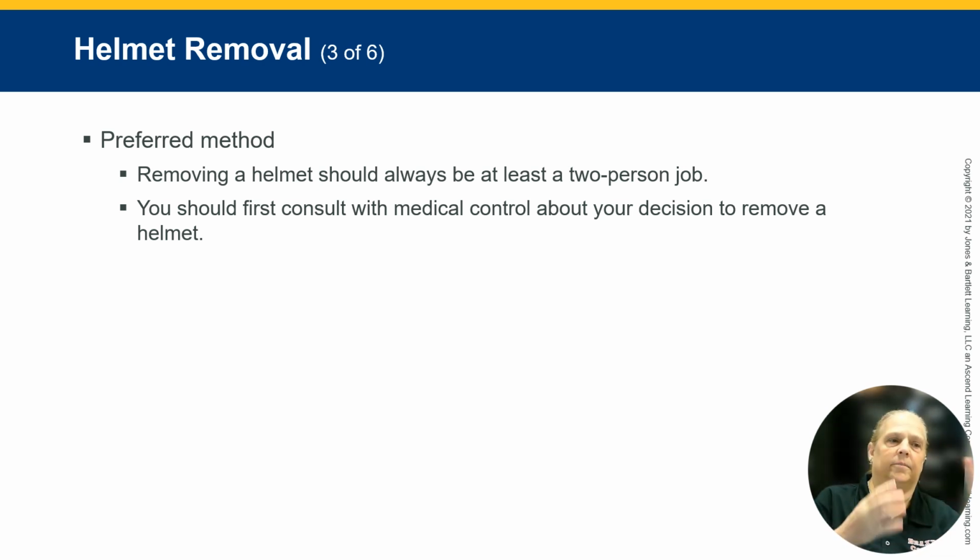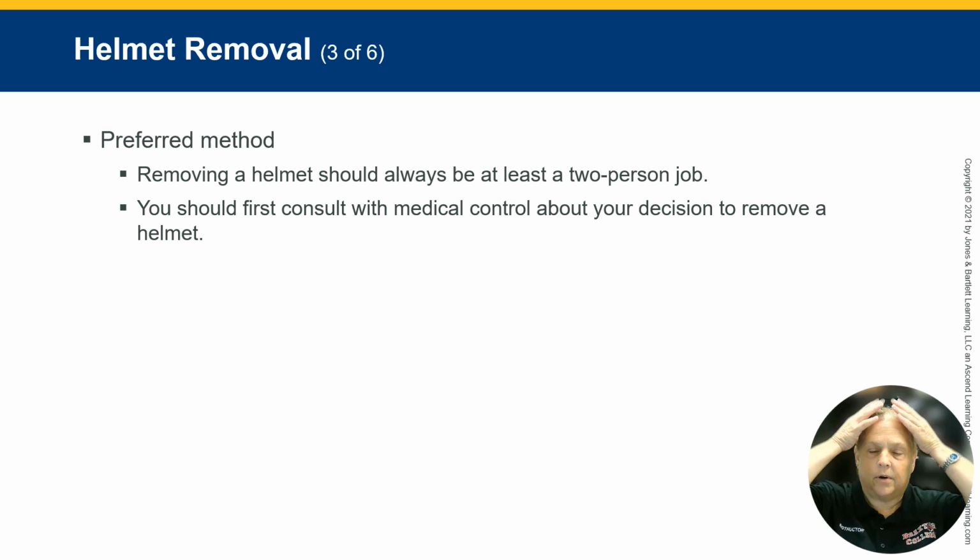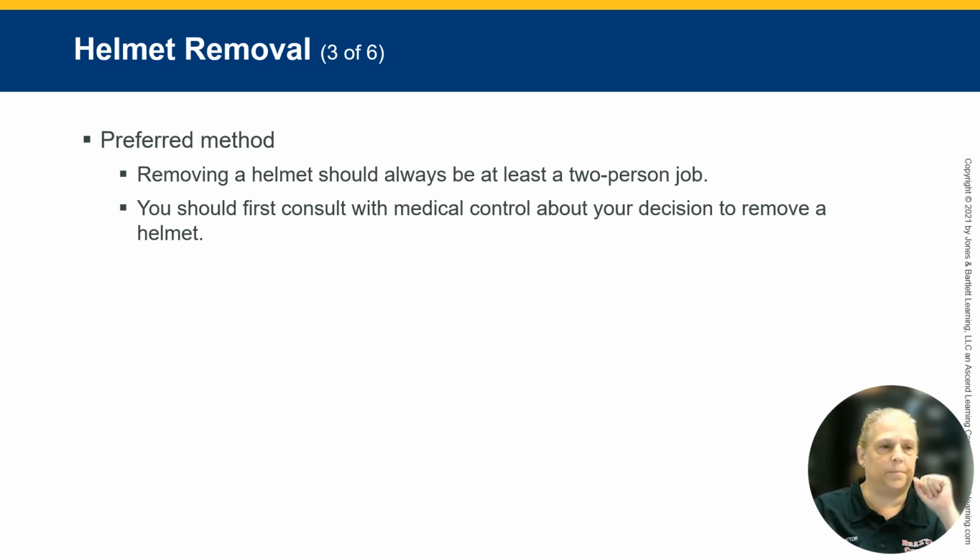Okay. The preferred method is first you're going to go ahead and contact medical control, discuss the decision to remove that helmet. If the decision is made that helmet's going to be removed, one person is going to be holding C-spine, the other person is going to take their hands and slide it inside the helmet after we've undone the chin strap. Slide it inside, pull out away from the head on both sides with your hands, and then gently slide it up off over the patient. Okay, that is the preferred method.